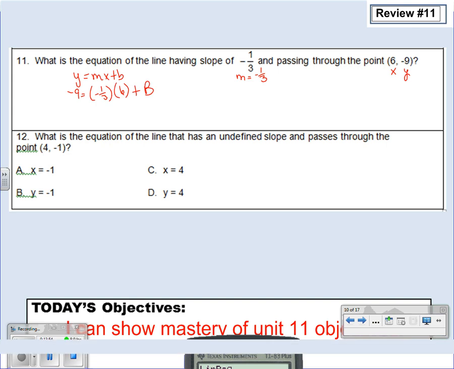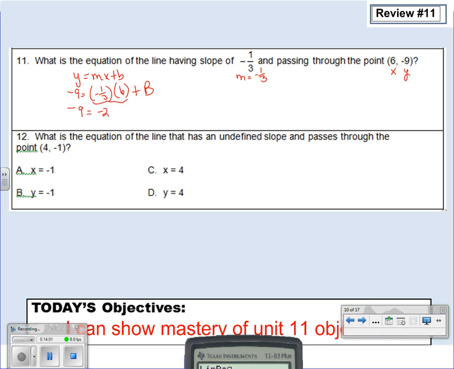We need to solve for b. So we have -9. -1/3 times 6 is a -2. I would put that in calculator. Plus b. To get the b by itself, we're going to add 2 to both sides. And we'll get that b is equal to a -7. So the equation, given our slope and our y-intercept, is now y equals -1/3 times x, and then -7 for our beginning.